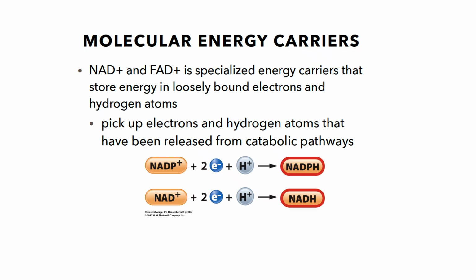In addition to ATP, cells use specialized electron carriers such as NAD+ and FAD+. These molecules store energy in loosely bound electrons and hydrogen atoms. During catabolic pathways, NAD+ and FAD+ pick up electrons and hydrogen atoms, becoming NADH and FADH2. These reduced carriers will later deliver high-energy electrons to the electron transport chain, where large amounts of ATP are generated.